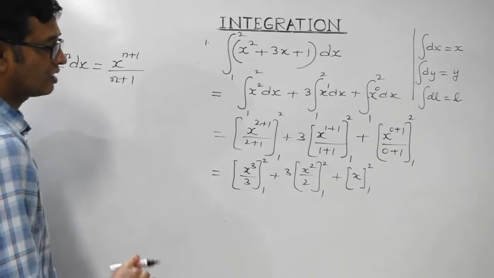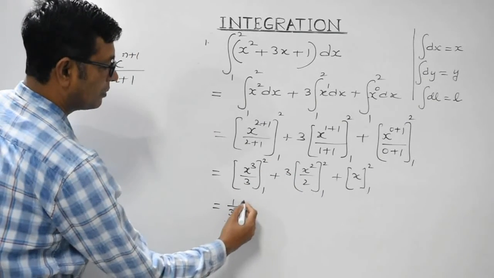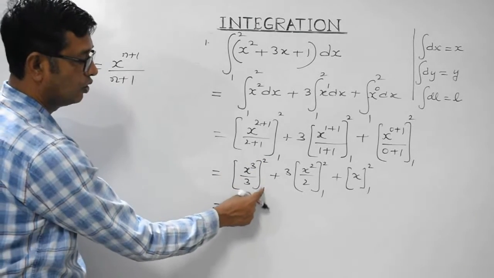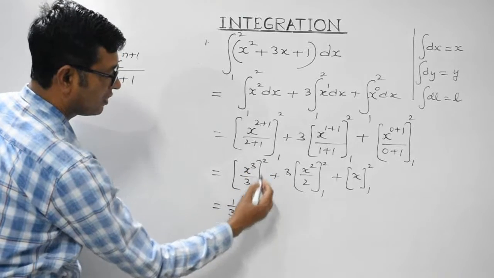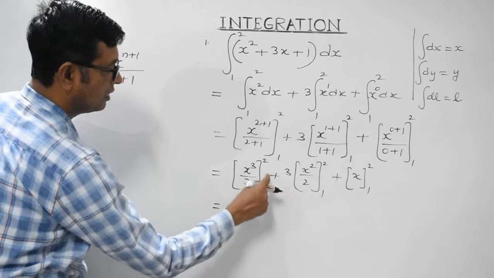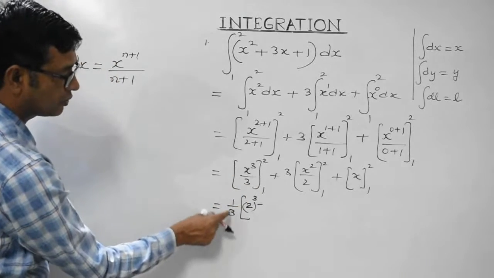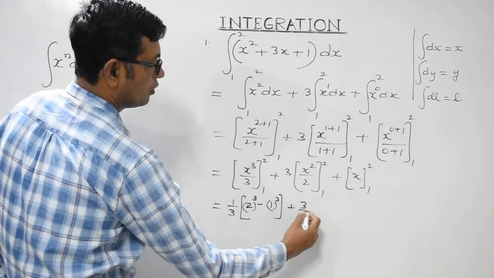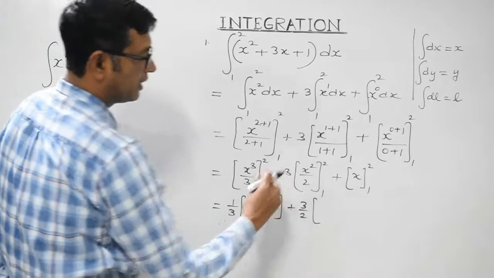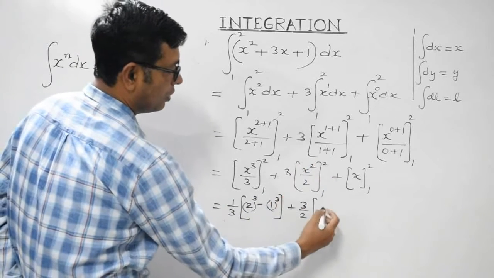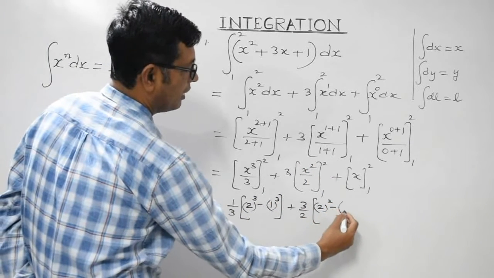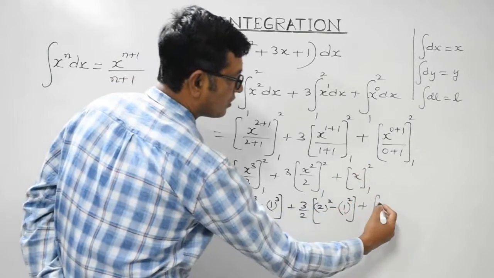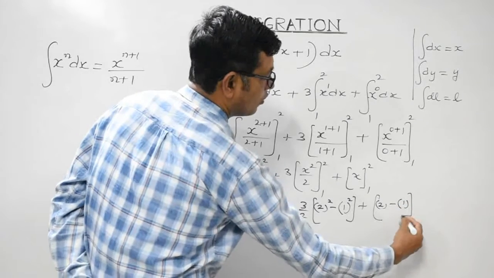Now in the last step, let's substitute the values, with 1 by 3 being a constant taken outside. Look, upper limit minus lower limit. 2 is the upper limit, 1 is the lower limit. In place of x, write 2 to the power cube minus, in place of x, write 1. 1 by 3 has already been taken as common. This is the correct way. Plus 3 by 2 being a constant taken outside, x square, upper limit minus lower limit, so it will be 2 square minus 1 square. Plus upper limit minus lower limit: in place of x, write 2 minus the lower limit, that is 1.